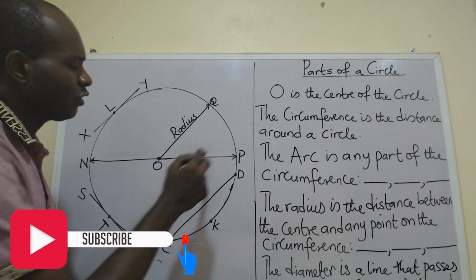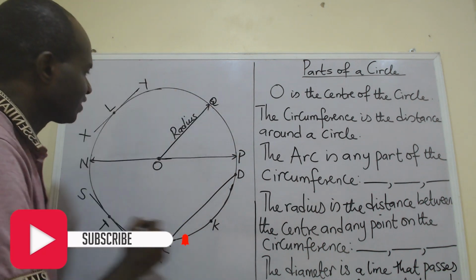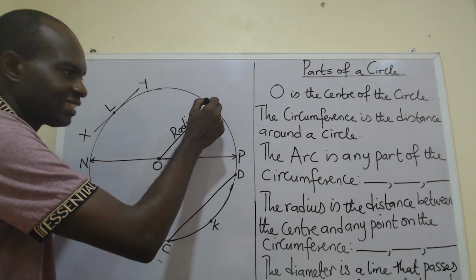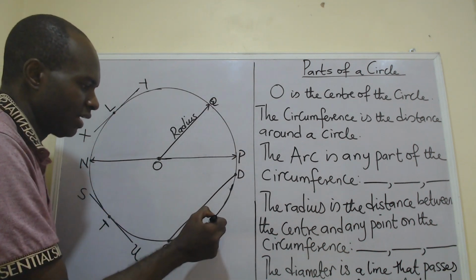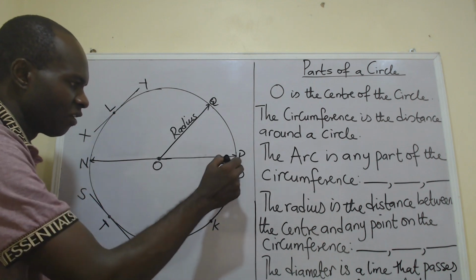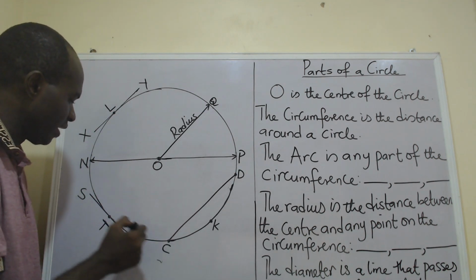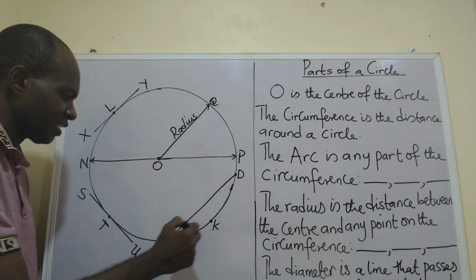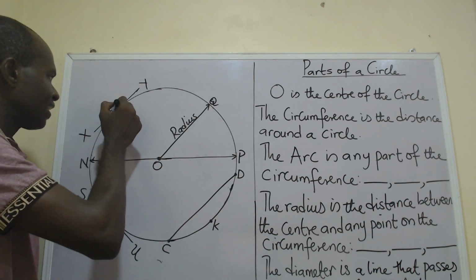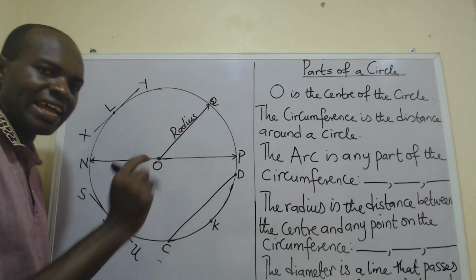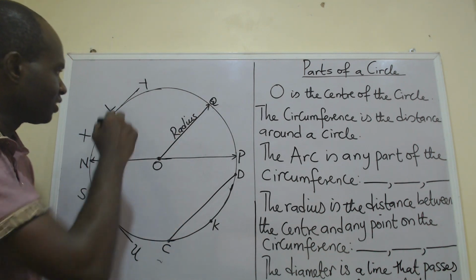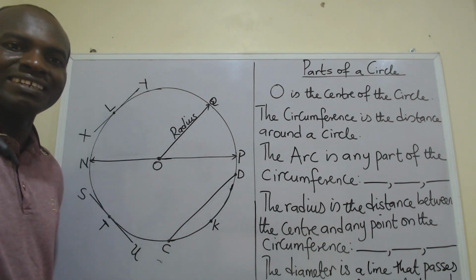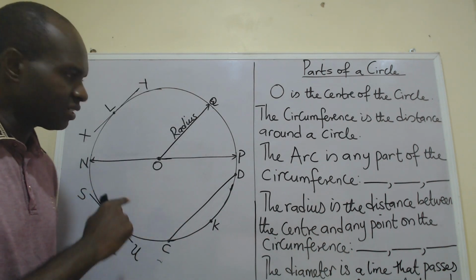Arc. If I don't want to refer to the whole circle, maybe a part of the circumference, maybe from here to here, I call it an arc. From here to here is an arc. From here to this place is an arc. Even if I draw this circle from this point round till I get to this very point without completing it, what I have is an arc, until I complete it, and that is when I now have a complete circle. So the arc is any part of the circumference.